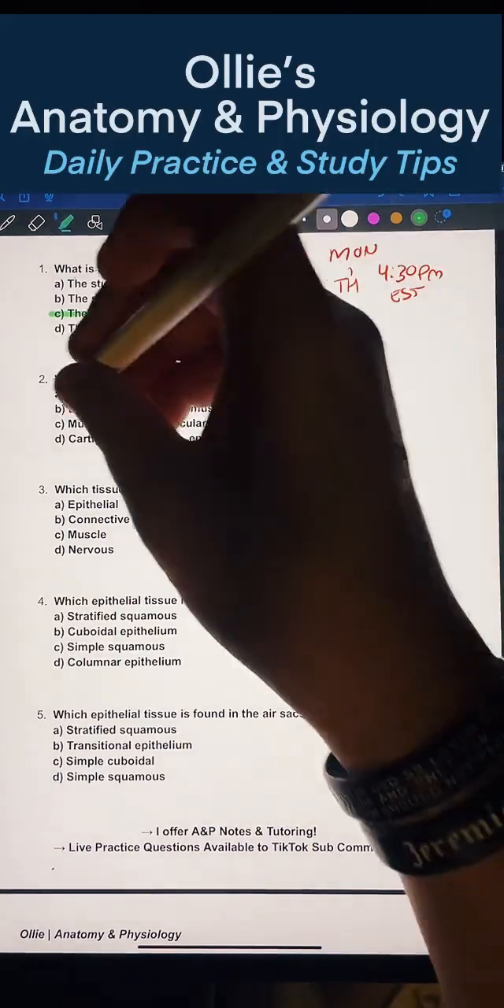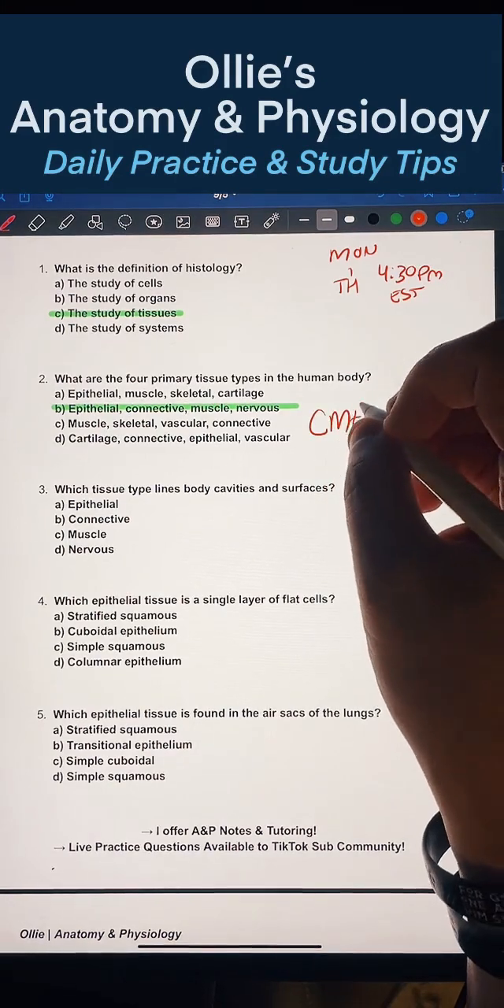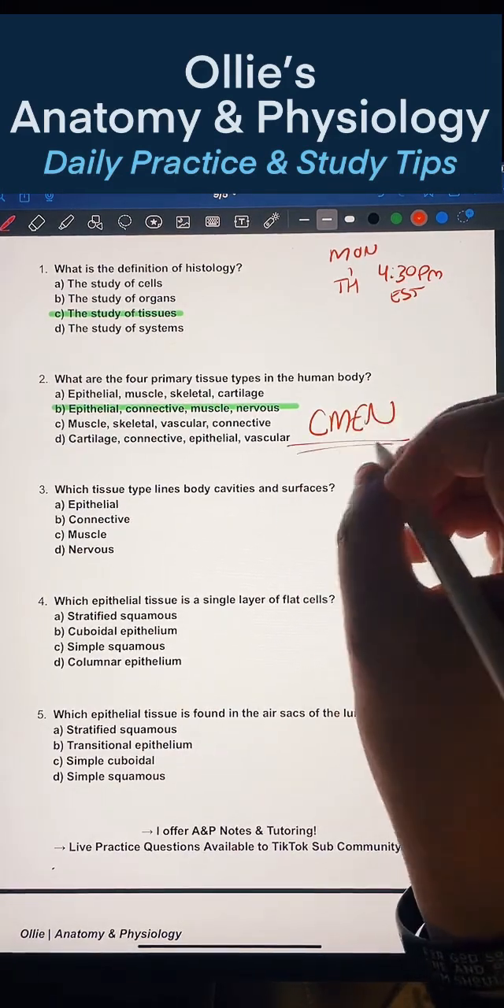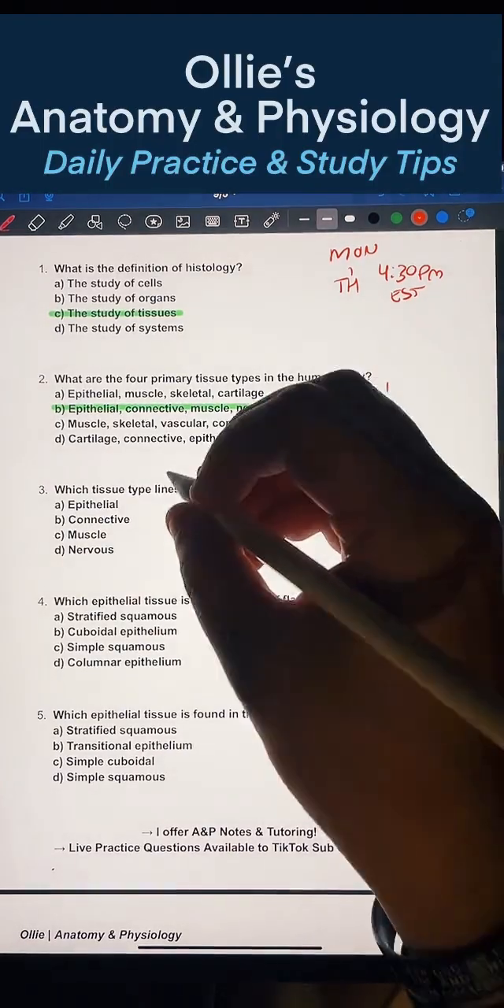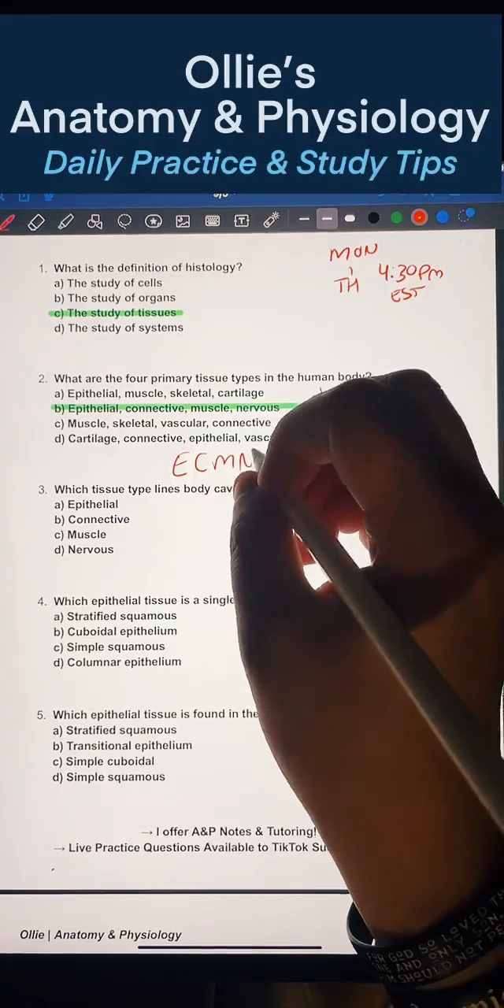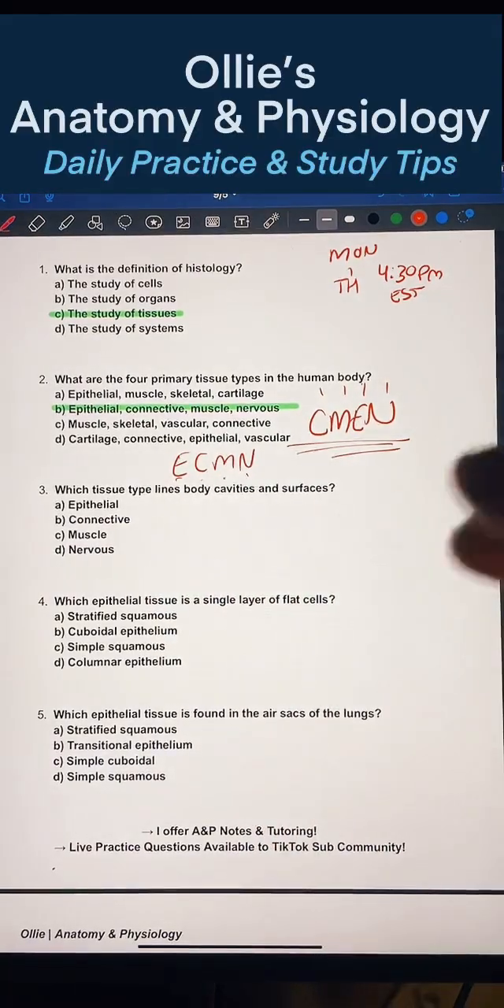But number 2, the answer is B. It's epithelial, connective, muscle, and nervous tissue. The lovely and appropriate way to remember this is SEMEN. That was actually given by a viewer: connective, muscular, epithelial, and nervous. Or if you do the ECMN: epithelial, connective, muscle, and nervous. Every cat must nap is the way that I always thought of it, but that's the more inappropriate, fun way to learn it.